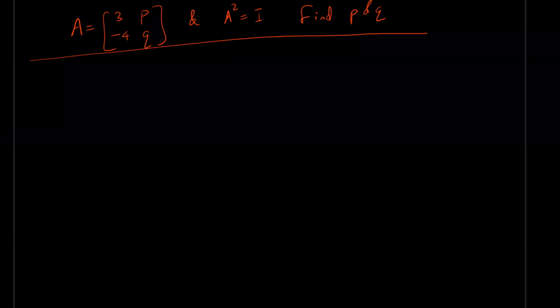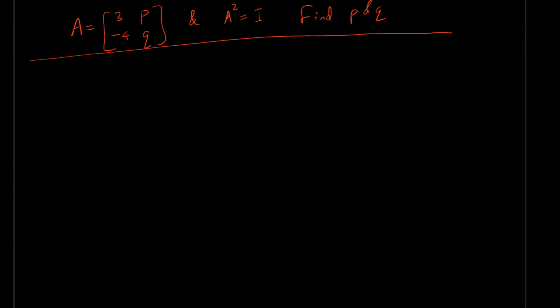Okay, let's do one more problem. A is the matrix with entries 3, p, negative 4, q, and it's given that A squared equals I. Find p and q. Again, please pause the video and try this.